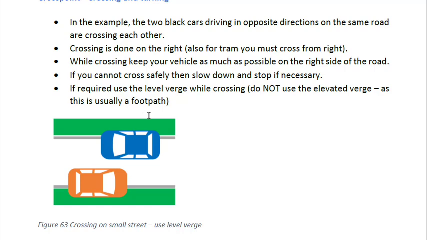So as you can see, the two cars are crossing each other and they are using the level verge, and they are not using the elevated verge. And that's why they are allowed to cross each other safely here. If in case this green was an elevated verge instead of level verge, they should not have used it.